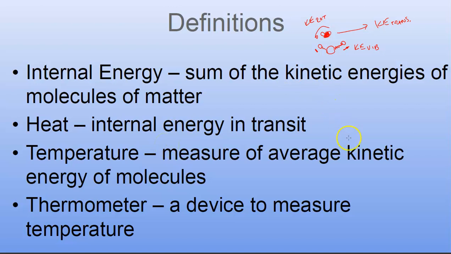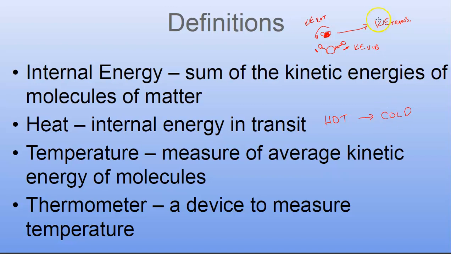You probably know that heat always goes from hot to cold unless we force it to go backwards, and we call that refrigeration or air conditioning or something. But in nature, heat always flows from a hot object to a cold object, never from a cold object to a hot object. The temperature is the measure of the average kinetic energy of molecules.